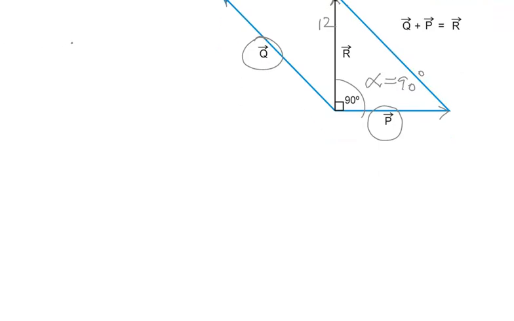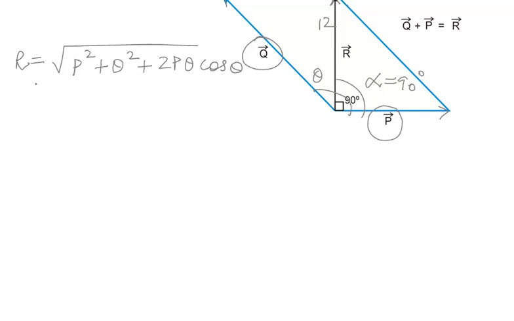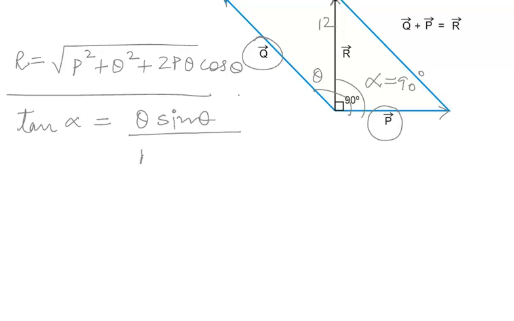Now let's start doing the mathematical part. We know that the magnitude R is equal to the square root of P square plus Q square plus 2PQ cos theta, where theta is the angle between the two vectors. So this is one. Another is tan alpha, which is equal to Q sin theta upon P plus Q cos theta.